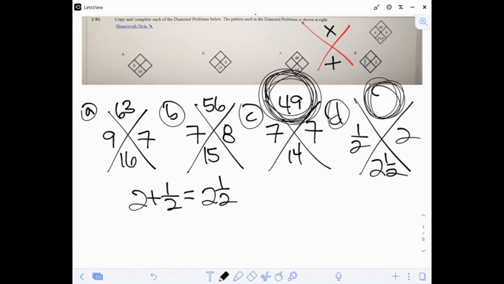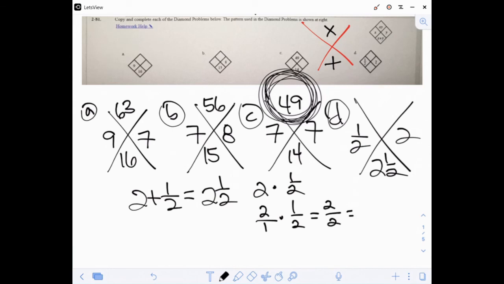That's multiplication. So we're just going to take 2 times 1/2. If you want to turn the 2 into a fraction, let's say 2 over 1 times 1/2. We always multiply across. 2 over 2. 2 over 2 is 1. So the answer is 1. Okay, that's all we have to do for those diamond problems. The more you see them, the easier they get.